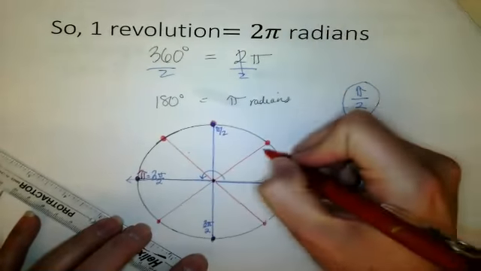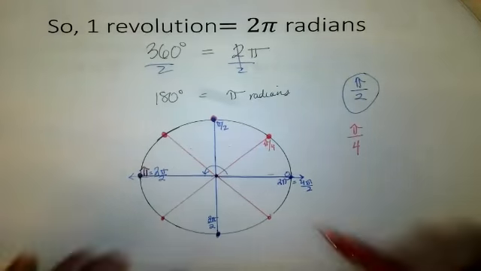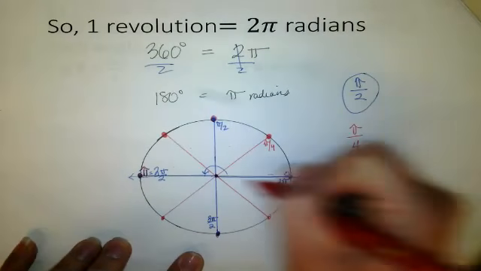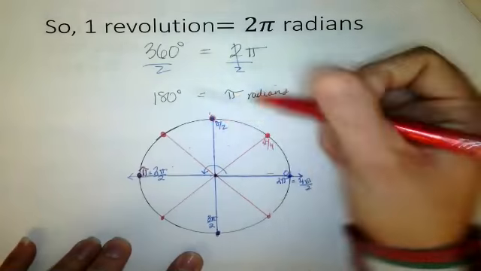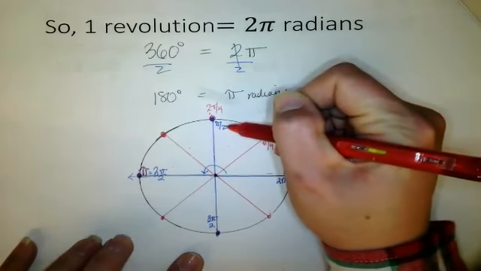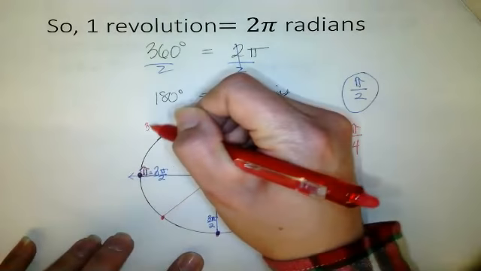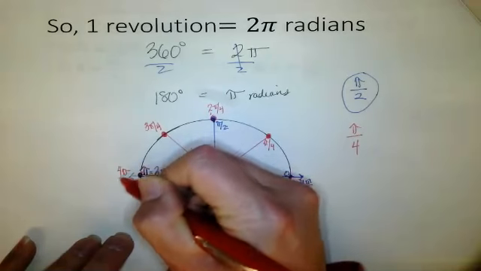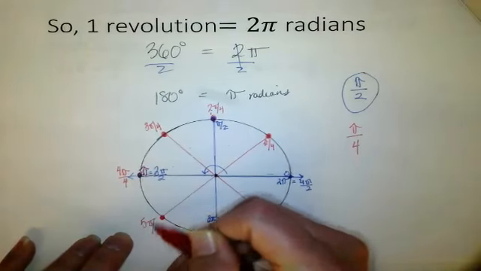just 1 pi over 4, but we can keep counting all the way around. So here is the angle 1 pi over 4. But if I go here, what's this? 2 pi's over 4, which reduces to pi over 2. What's this? 3 pi's over 4. What's this? 4 pi's over 4. What's here? 5 pi's over 4.